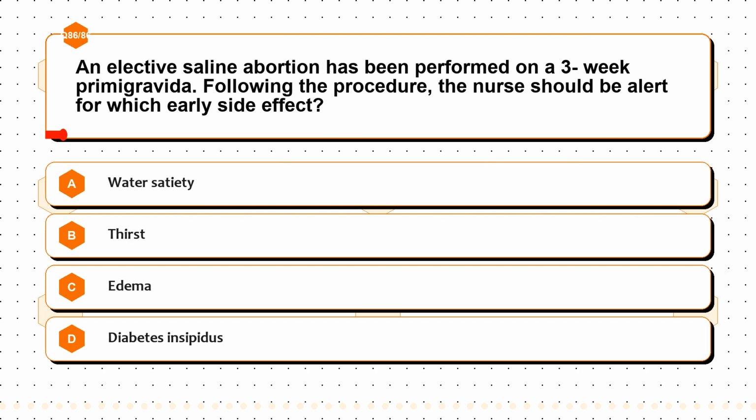Question 86. An elective saline abortion has been performed on a 3-week primigravida. Following the procedure, the nurse should be alert for which early side effect? Here are the options. Option A, water satiety. Option B, thirst. Option C, edema. Option D, diabetes insipidus.